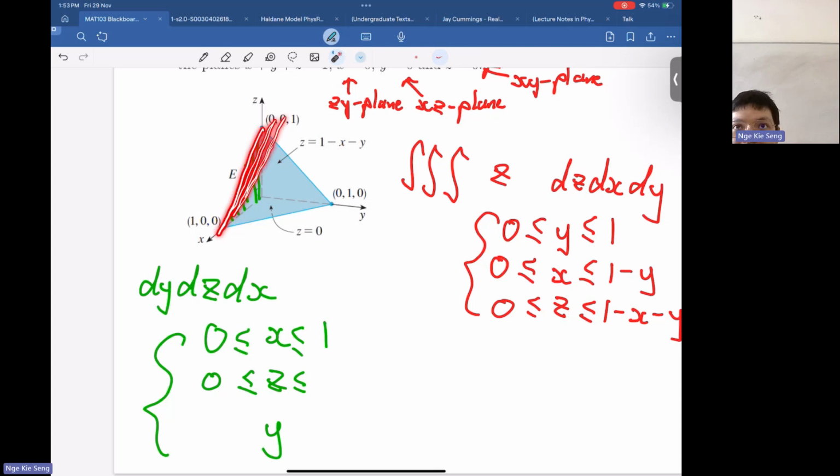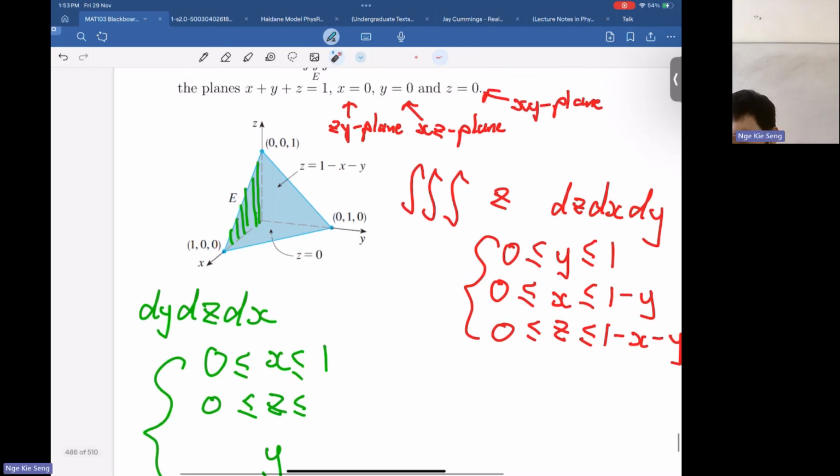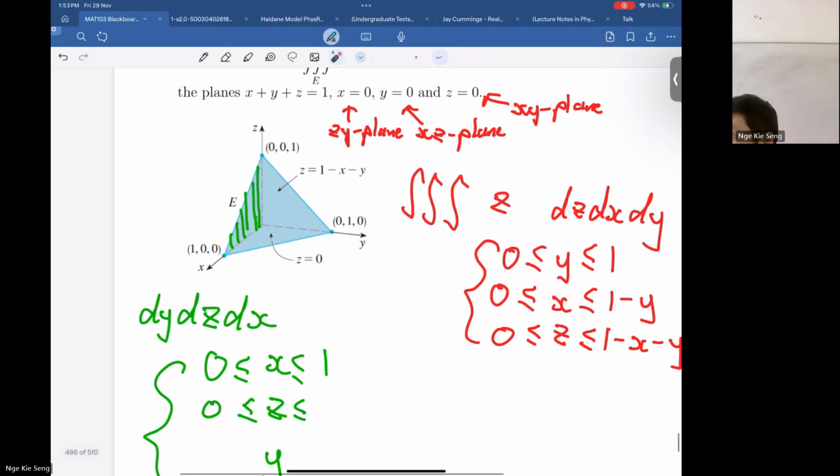Okay, so how do you obtain this line? You substitute y equals 0 into your plane, because it is the intersection between the zx plane and your plane. So y equals 0, what do you get? x plus z equals 1. So you get z equals 1 minus x. Okay, good.